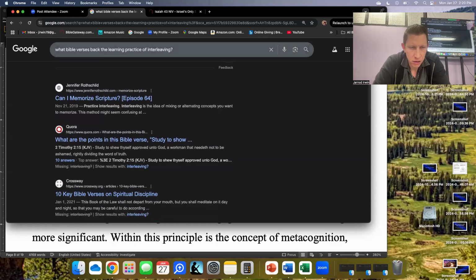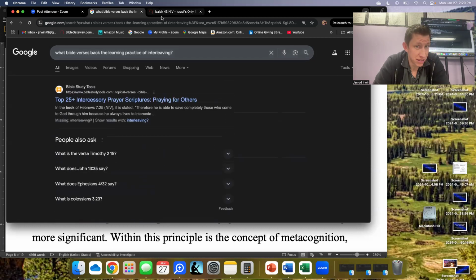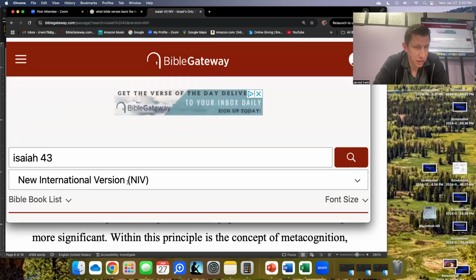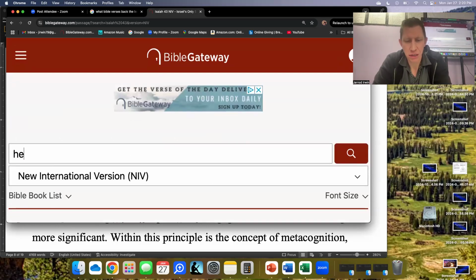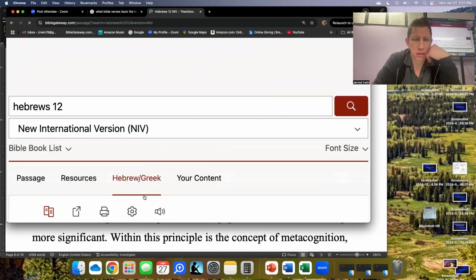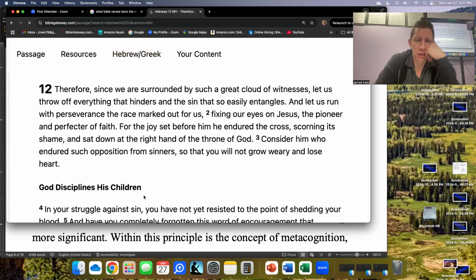Hebrews 12:1. Therefore, since we are surrounded by such a great cloud of witnesses, let us throw off everything that hinders and the sin that so easily entangles. I know this is pertaining to something else, but this would invite us to bring in those people to guide us, to direct us away from what we run, the perseverance, the race marked out for us.